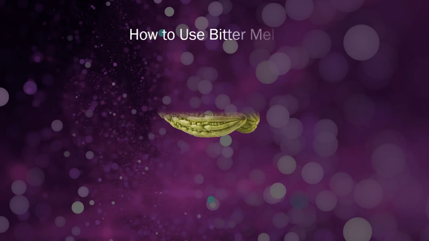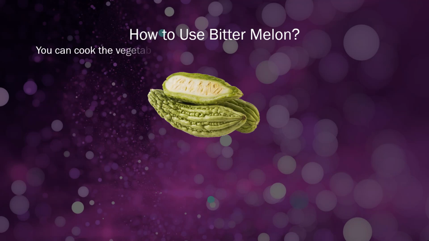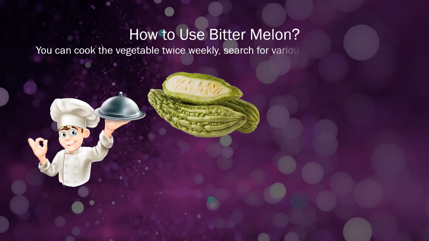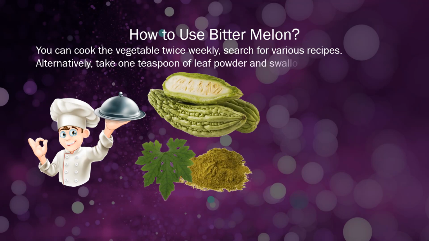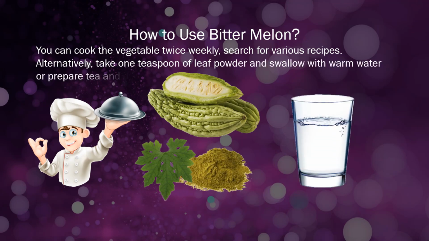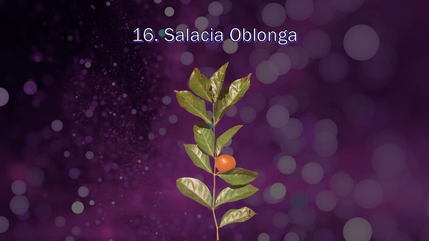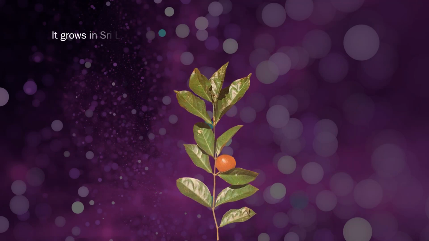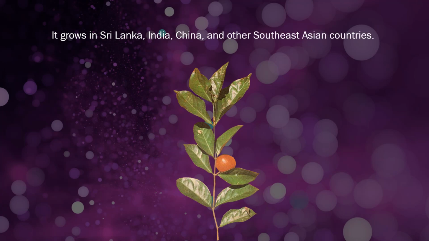How to use bitter melon. You can cook the vegetable twice weekly. Search for various recipes. Alternatively, take 1 teaspoon of leaf powder and swallow with warm water or prepare tea and drink. 16. Salacia oblonga. It grows in Sri Lanka, India, China and other Southeast Asian countries.